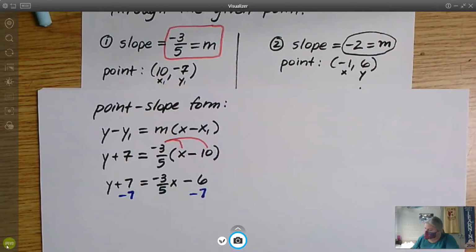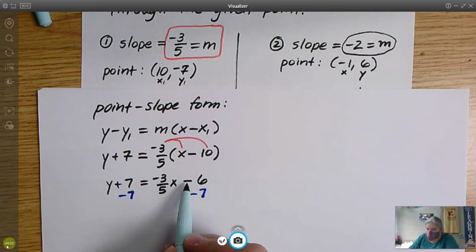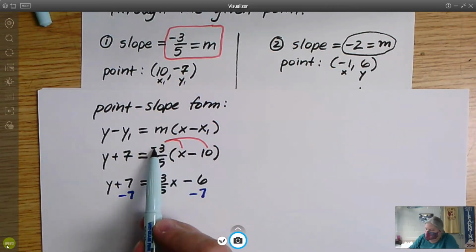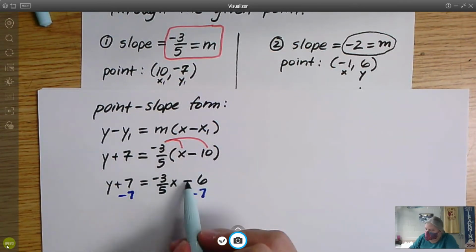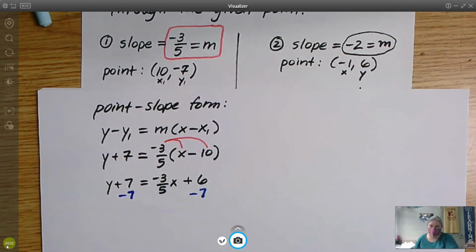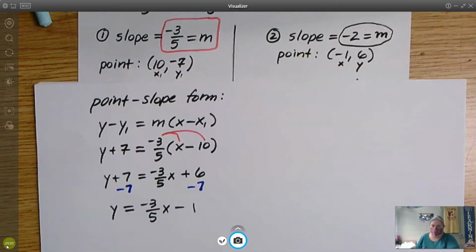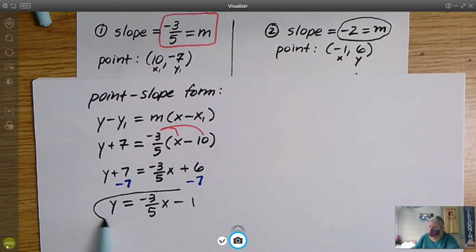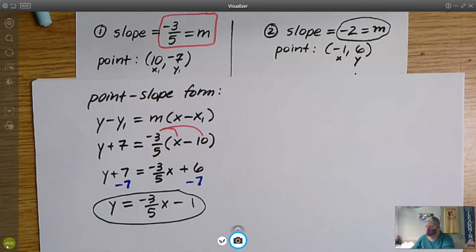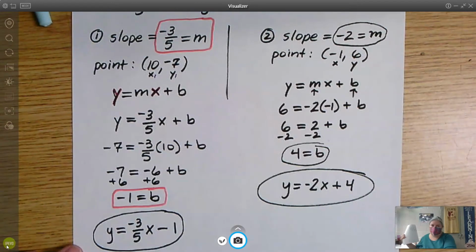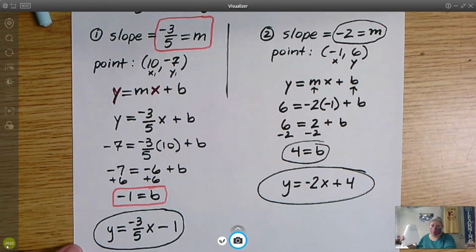And before I do anything else, let me stop and go back here, because you may have seen the mistake I just made. This is negative 3/5 times negative 10. Negative times a negative, that's positive. So that should be a positive 6 right there. Okay, so now I'm moving my 7 over, and I have no more 7 on the left. That means y is alone. And on the right hand, I have this. Now it's in slope-intercept form, which is the same thing we got when we did it from scratch in slope-intercept form. Okay, so let's go ahead and try number 2 over here the same way.